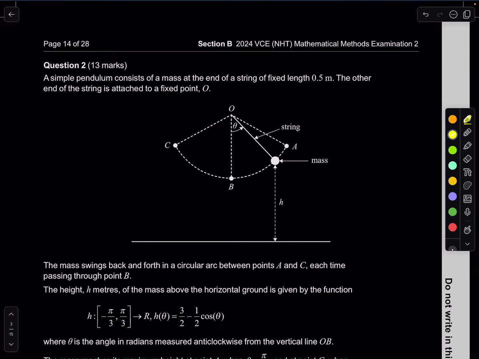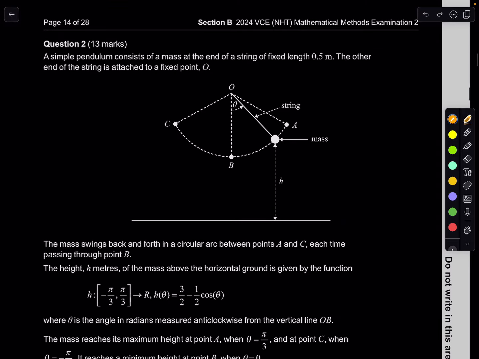Let's smash through this paper, this one here. Question 2. A simple pendulum consists of a mass at the end of a string. So we can see this mass right over here, at this end of the string. We have a string, and at the end of it, it has a mass. That is a fixed length of 0.5 meters. So the length of this string is 0.5 meters. So just know that. The other end of the string is attached to the fixed point O. So this end of it is fixed at the point O.